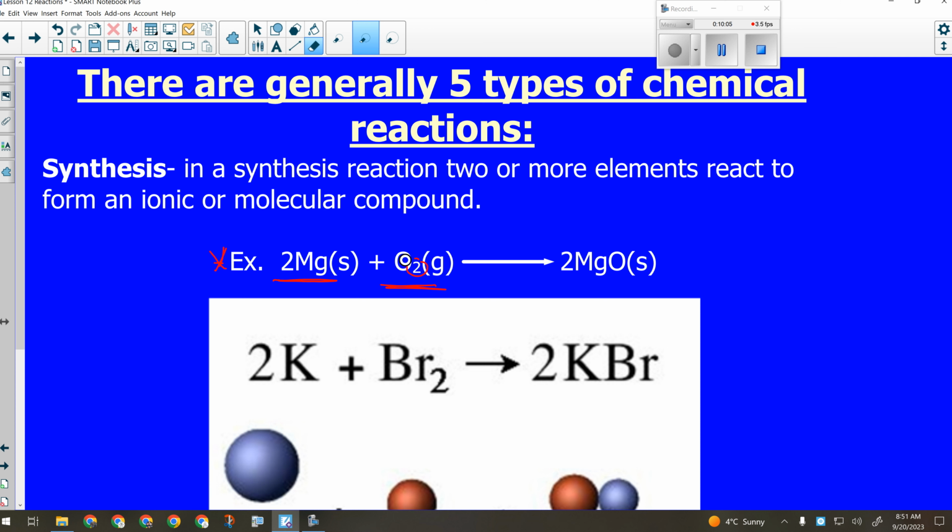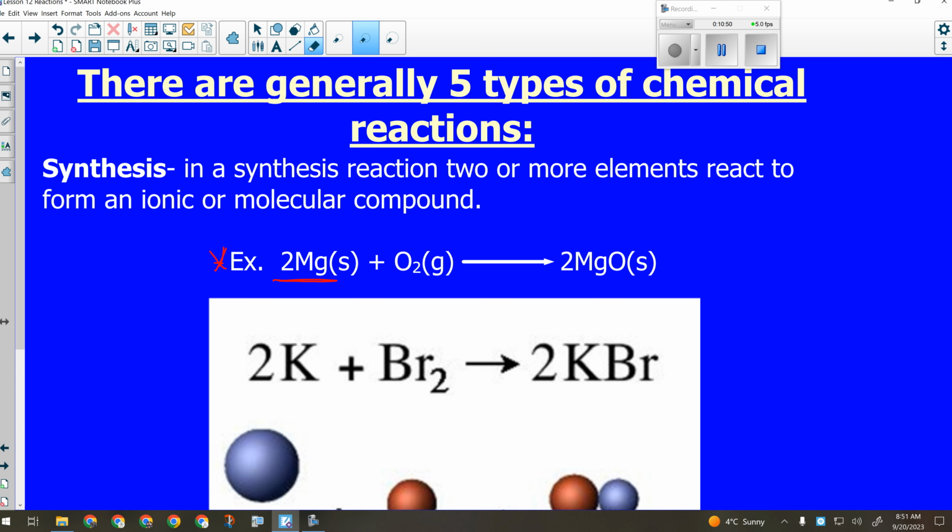And remember that oxygen is one of our special molecular elements that we talked about the other day. Our special molecular elements are hydrogen, nitrogen, oxygen, and all of the nonmetals in group 17, as well as phosphorus and sulfur. Those are our special molecular elements that bond to themselves. So I've got two atoms of magnesium and one molecule of oxygen. They're going to react with each other to form two molecules of magnesium oxide. So, a simple synthesis reaction.